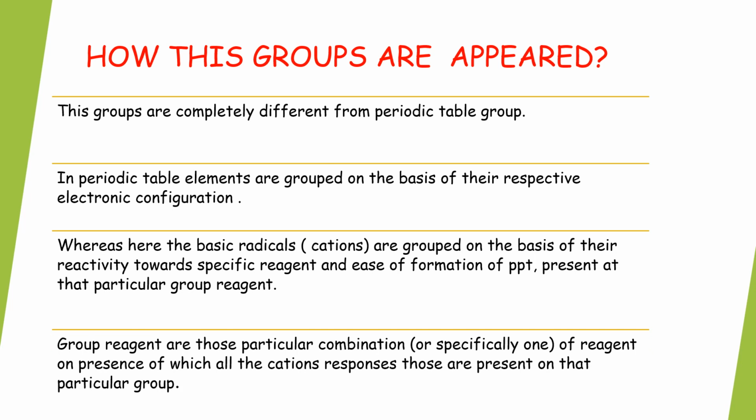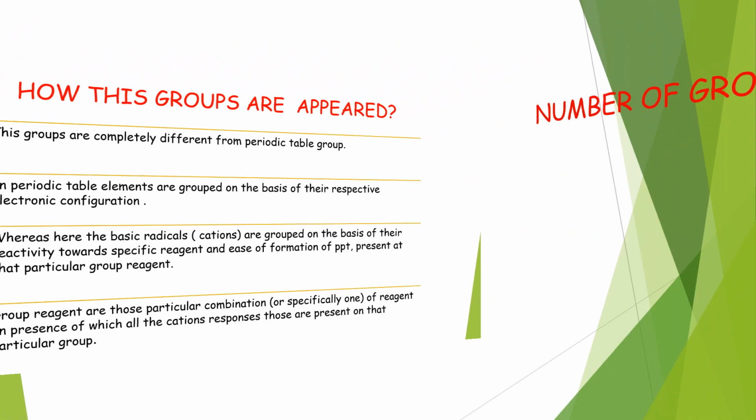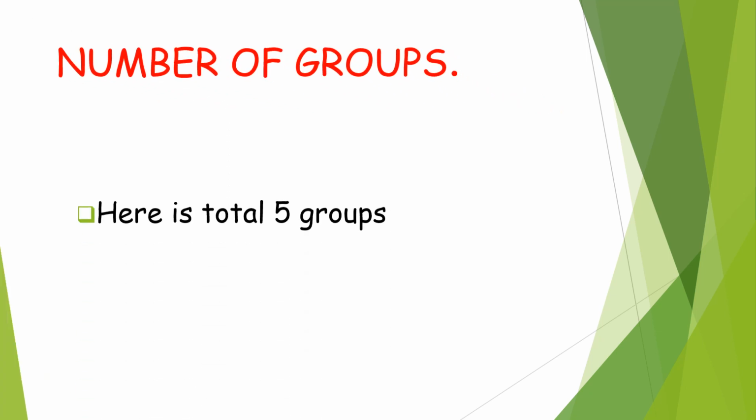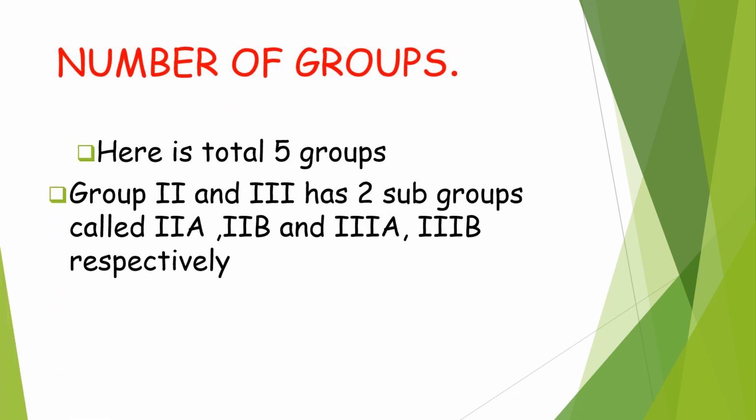Now, what is the group reagent? The group reagent is a particular combination of reagents in the presence of which all the cation responses present in that particular group are precipitated. Now moving on to the number of groups. There are a total of 5 groups. Group 2 and group 3 have two subgroups called 2A, 2B and 3A, 3B respectively.